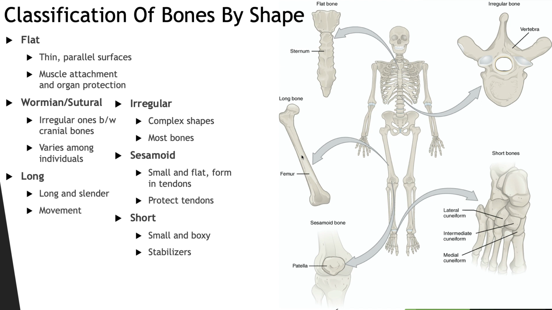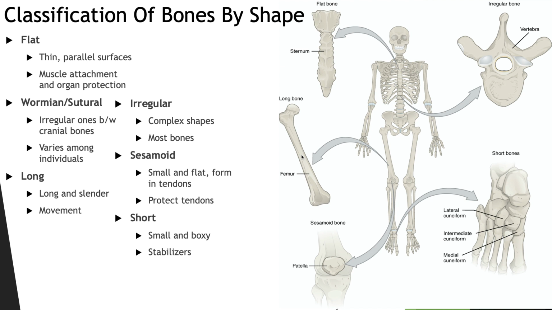Sutural bones, also known as Wormian bones, are flat, small, irregularly shaped bones between the flat bones of the skull. And there are individual variations in the number, size, shape, and position of sutural bones. Their borders are like the pieces of a jigsaw puzzle, and they range in size from a grain of sand to about a quarter.